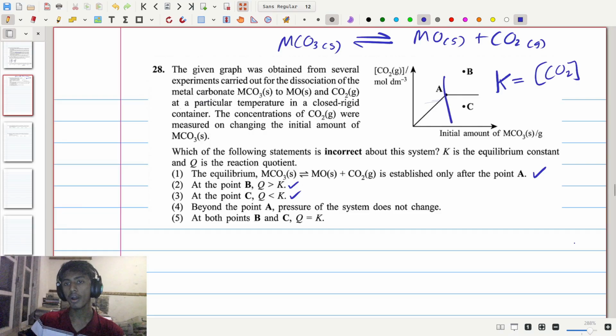So therefore, after the point A at equilibrium, the pressure will remain constant. So statement 4 is also correct, meaning 5 must be wrong, and therefore the answer is answer number 5.